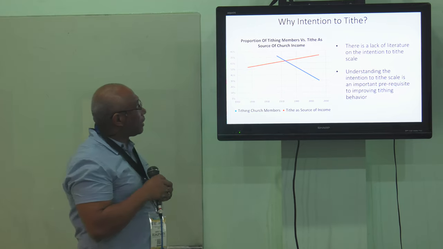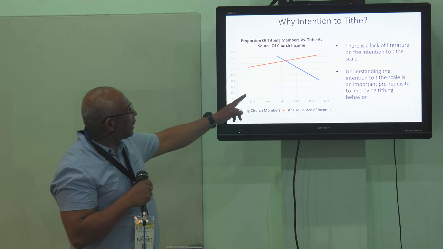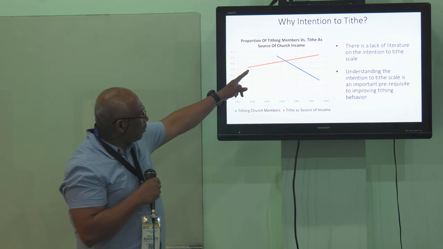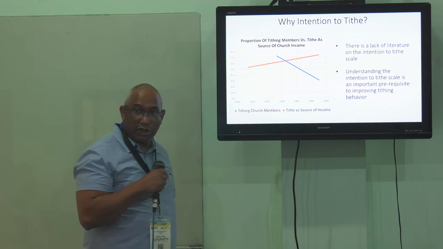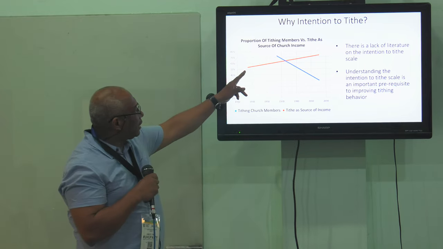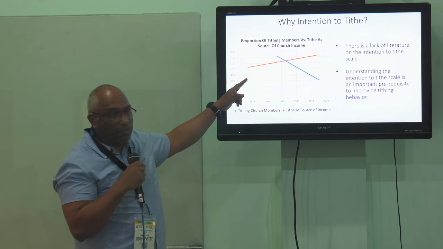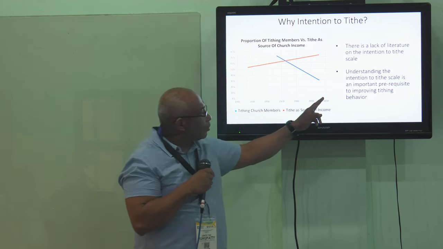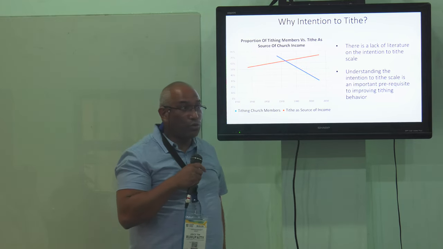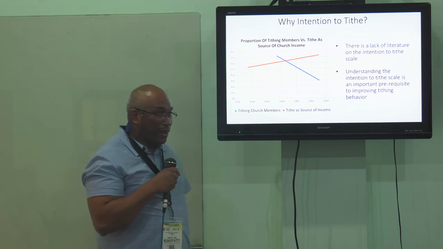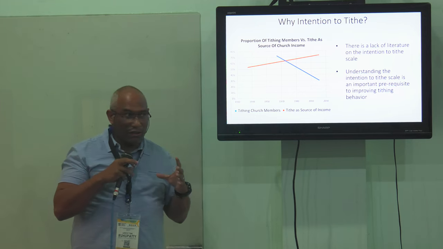So then why tithe? Since 1930, the orange curve represents tithe as a source of income for the church. In 1930, about 54% of the church income came from tithe. In 2022, last year, it has gone up to about 72-73%. So you see that the church is becoming more and more reliant on tithe as a source of income.